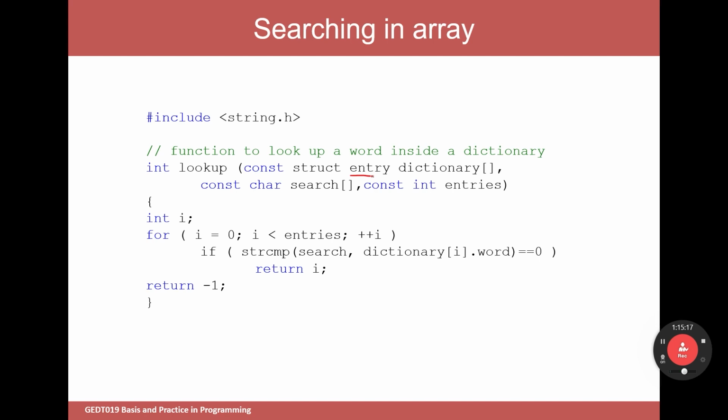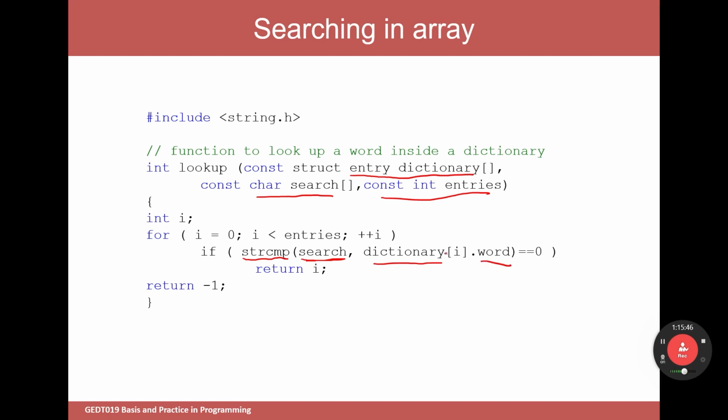It receives an array of structures, and it will receive one string, and it will receive the size of the dictionary, or the size of the array. And it will go in a loop, and it will do a string compare. You see string compare here? I will compare the word you give with the dictionary element i dot word.